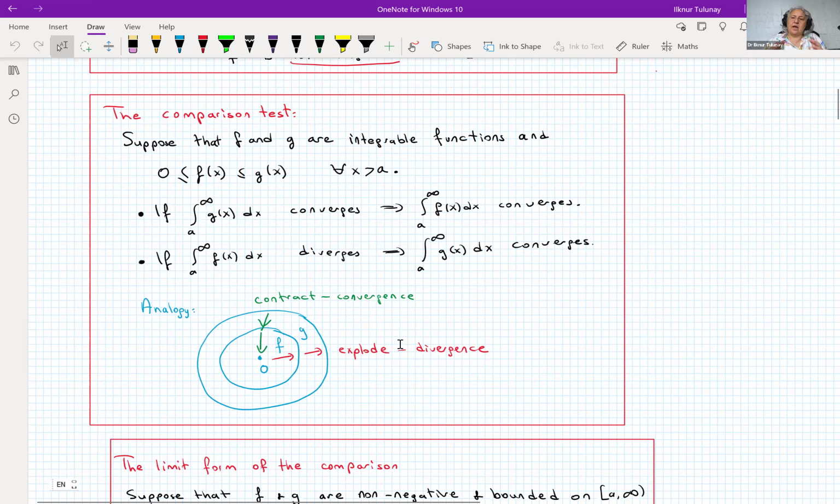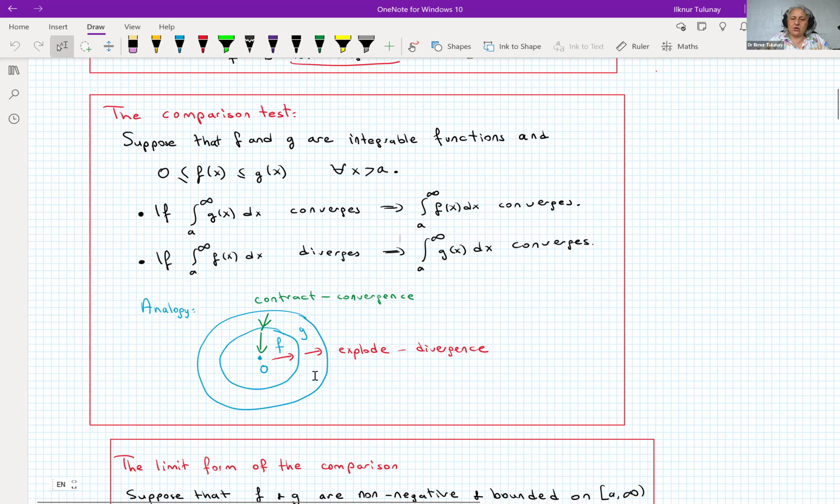The comparison test helps us determine the convergence of integrals without calculating each one. We can compare integrals in some way. We can say, if one converges, what happens to the other. The most important and most used comparison test is given with this idea: you have the f function, and the g function is larger than the f function.